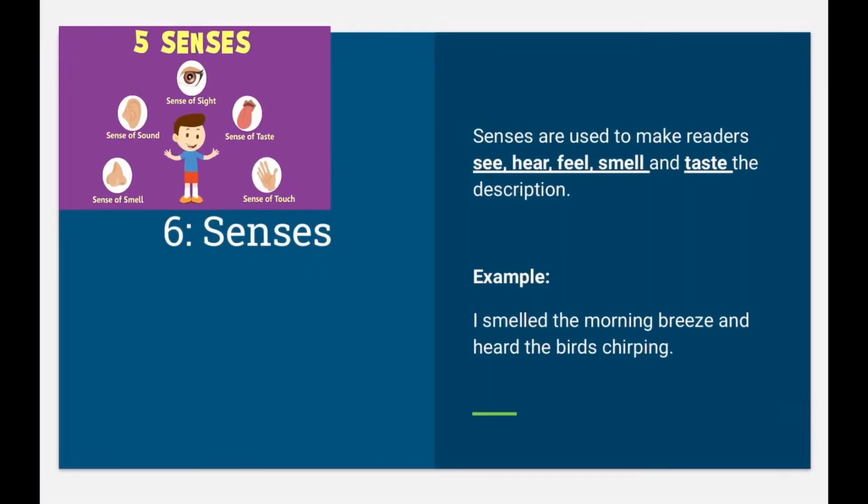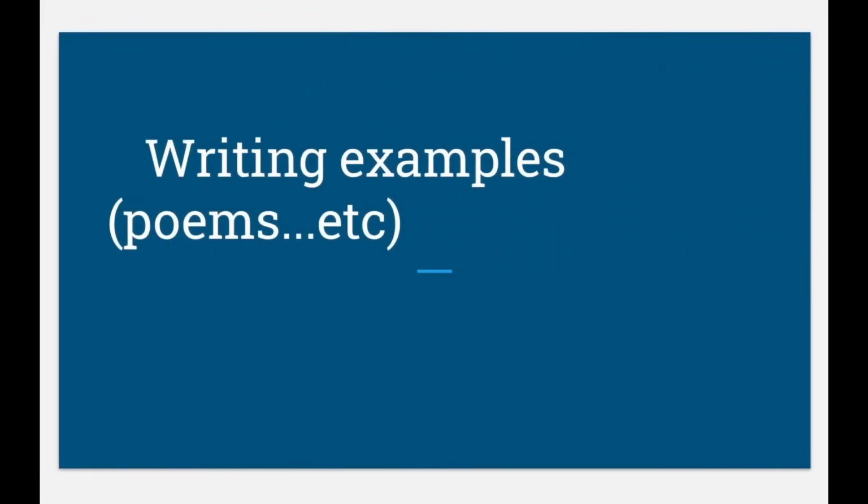The last one, senses. Senses are used to make readers see, hear, feel, smell, and taste the description. Example, I smelled the morning breeze and I heard the birds chirping. So right now when you read this, you smelled it and you kind of heard the birds chirping, so you were able to know. So if you don't know what the five senses are, sense of sight, taste, touch, smell, and sound. These are the five senses that they use. So when they write this, you are able to hear or see or taste.